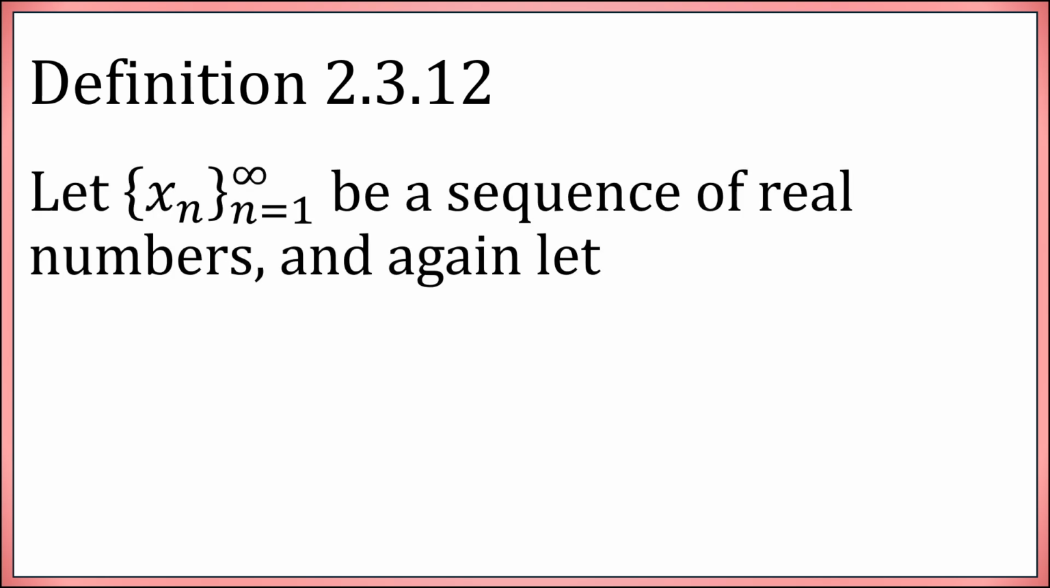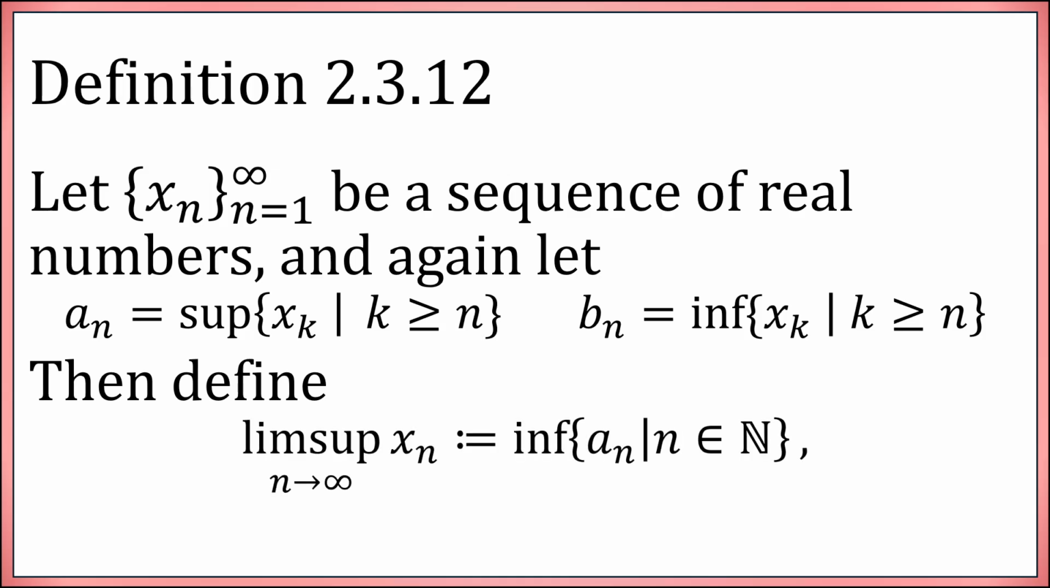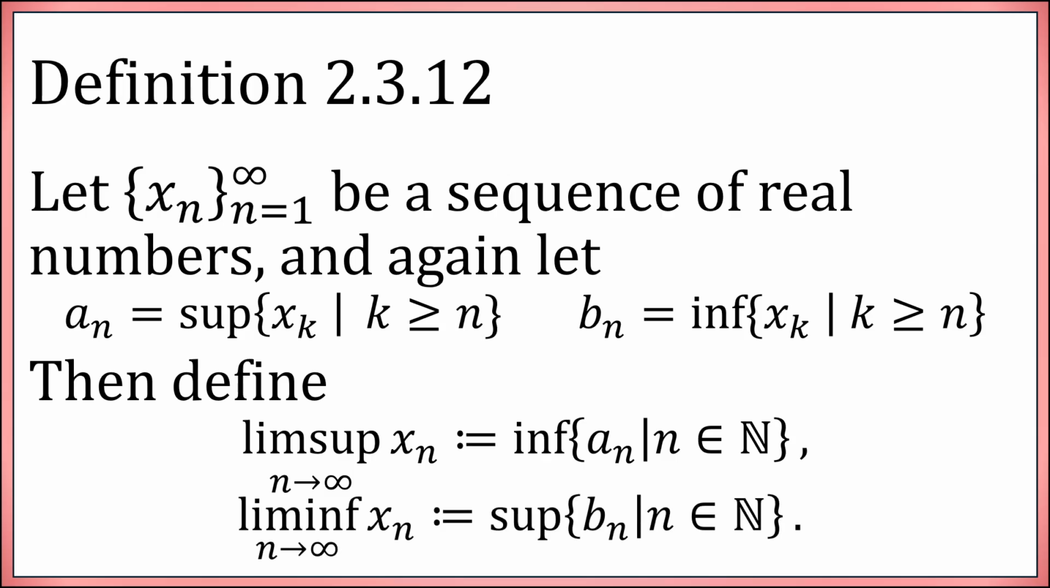Which brings us to this definition. Suppose you have x_n, a sequence of real numbers. As we've been doing, let a_n be a sequence of sups of tails, and b_n be a sequence of infs of tails. We can simply define the lim_sup to be the infimum of the sups of tails, and the lim_inf to be the sup of the infs of tails.